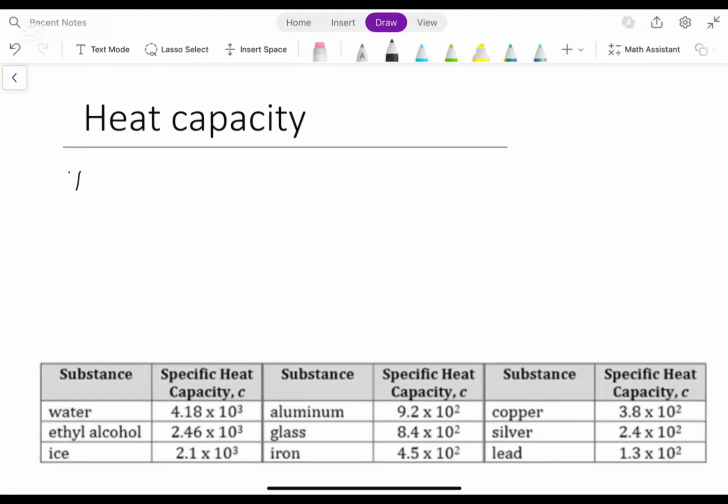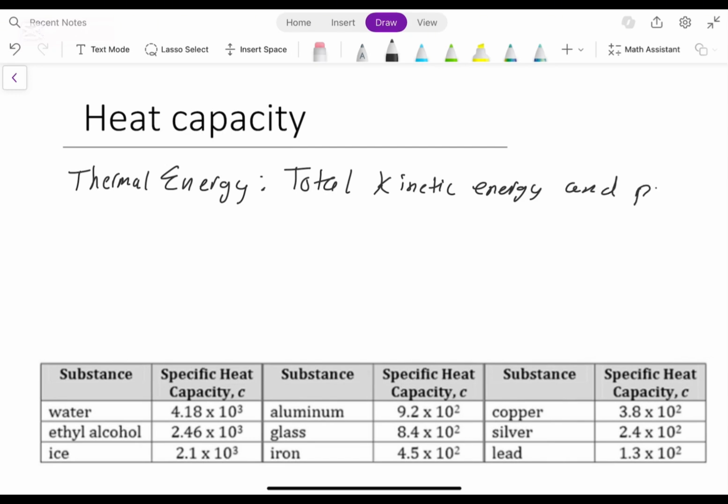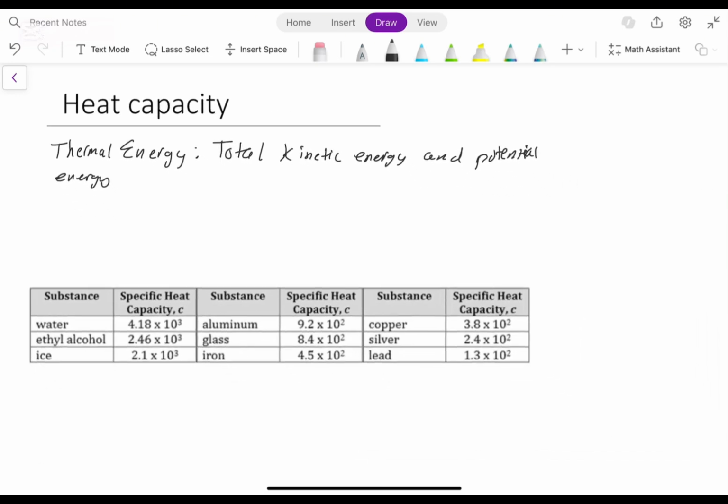Well, thermal energy, which is really what this unit is about. Thermal energy is the total kinetic and potential energy added together, right? So they're the addition of the kinetic and potential energy. So that's what thermal energy is.